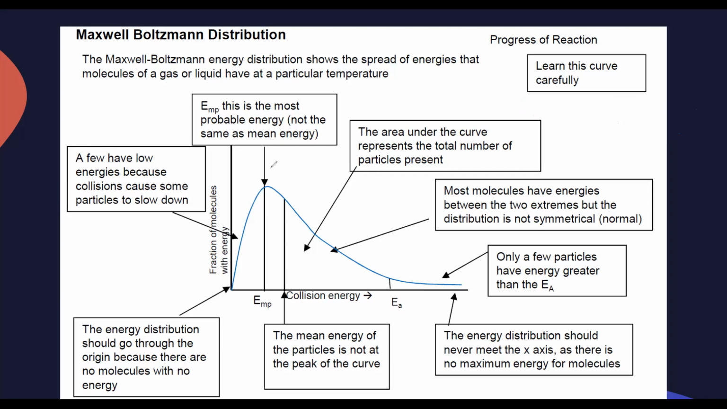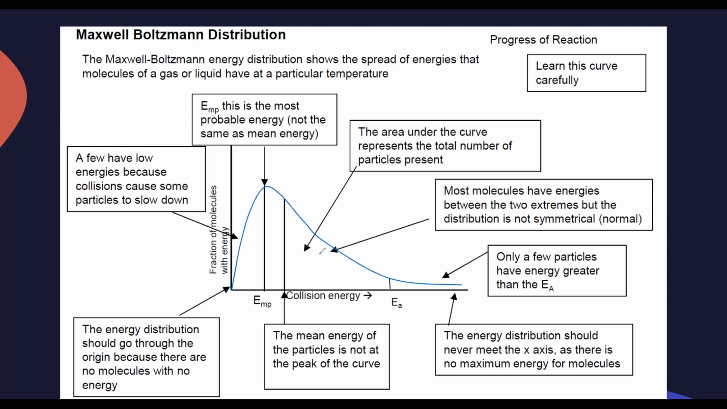Most of the particles have this value, as on the y-axis is the number of the particles. So as you can see, most of the particles have this amount of energy. And then after that there will be the average energy, the mean energy. Then the area under the graph, what does it represent? If we want to calculate the total area of this graph, it represents the total number of the particles. How many particles of gas or liquid are there? That's known as the area under the graph.